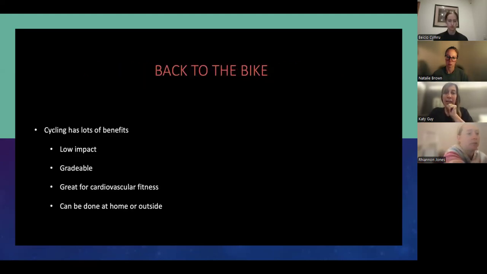So if we go back to the bike for a minute, cycling's got loads and loads of benefits in that it's low impact, it's gradable, so you can have an easy session, you can have a hard session. It's really good for your cardiovascular fitness, and you can do it at home on a static bike, or you can go outside, which may well again help with fresh air, mental health, and improve your sleep. I know a lot can't be done for a baby that's waking up every 2 hours, but the quality of sleep you have in between times can be improved with exercise.